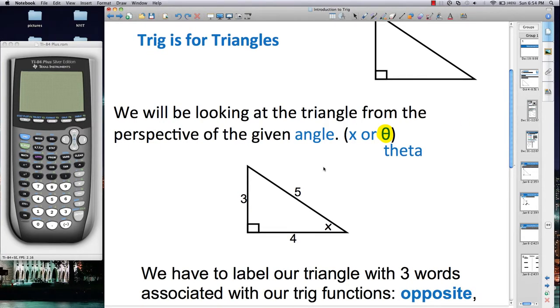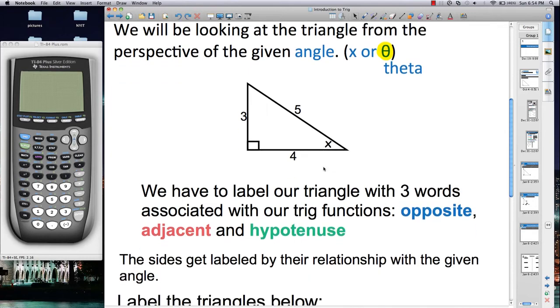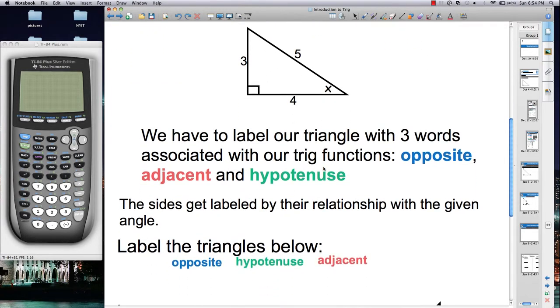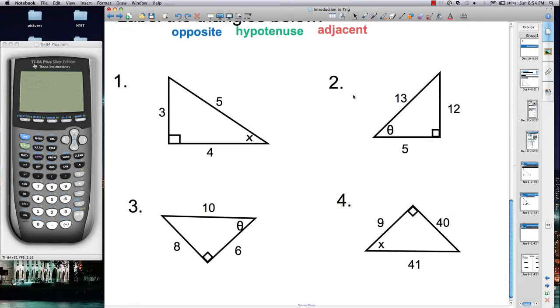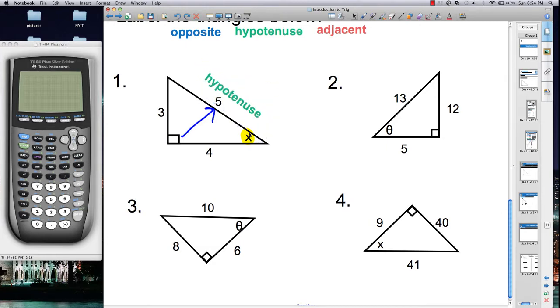The first thing that we're going to want to practice doing is labeling our triangle in relationship with a given angle. So if we take a look at these examples down here, the angle that we're looking at is located over here, so we're going to call it x. Now if you remember, the hypotenuse is always opposite your right angle. So in this case, this side is our hypotenuse. In relation to this angle here, the side next to that angle that's not the hypotenuse is called the adjacent side. And the side opposite the angle is called the opposite side.